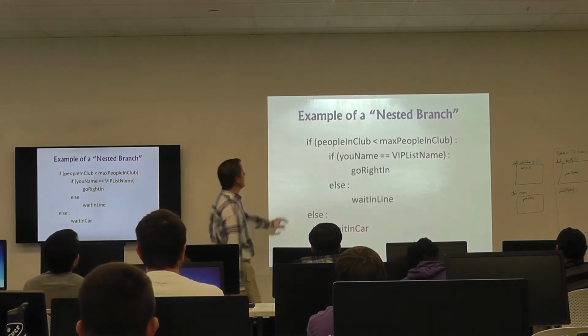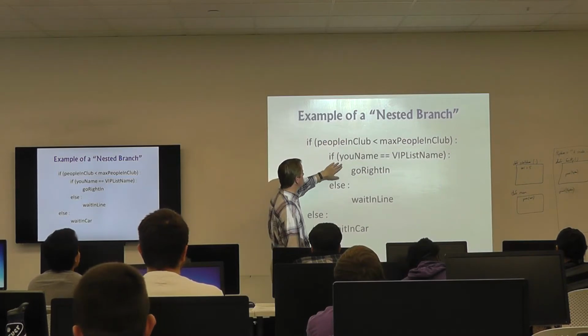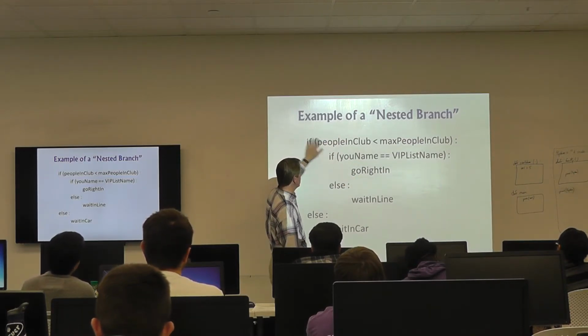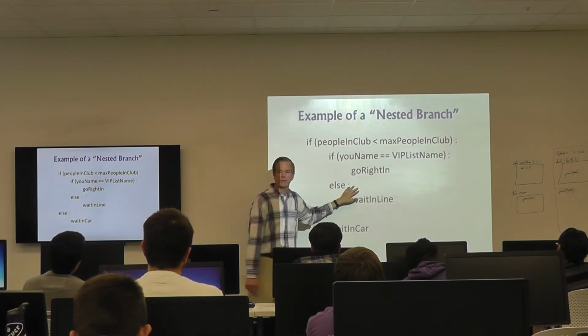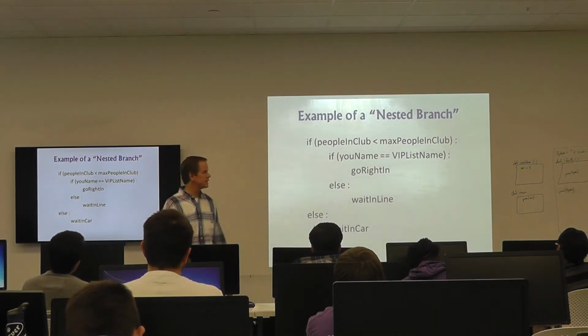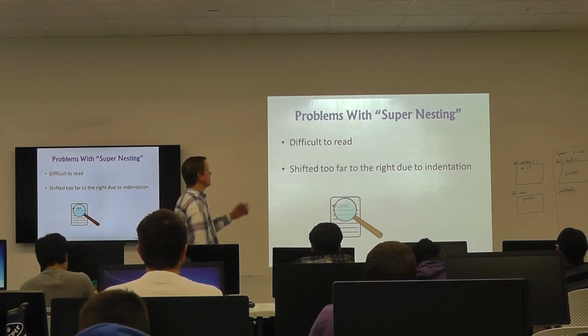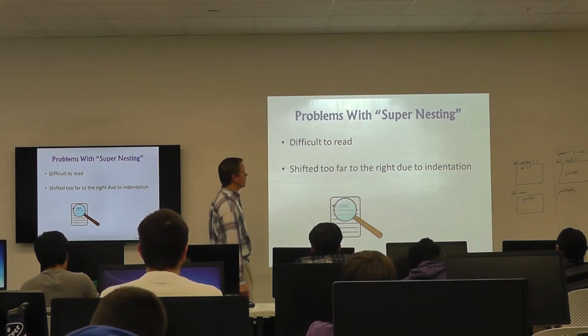Example of a nested branch. Okay, so if people in the club is less than max people, and if your name is on the VIP list, you go right in. So there's your nested if statement right there. And you can nest your else statements and all that sort of stuff too. Lots and lots of comparisons. Problems with super nesting: it's difficult to read, shifted too far to the right, so there's got to be a better way to do this stuff.